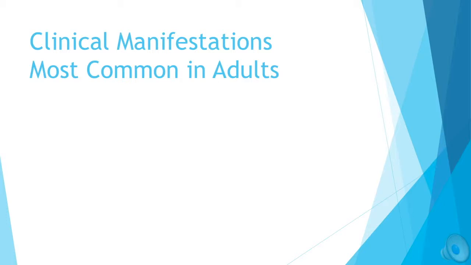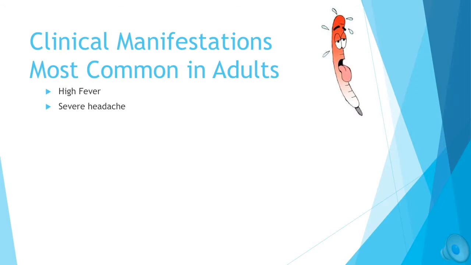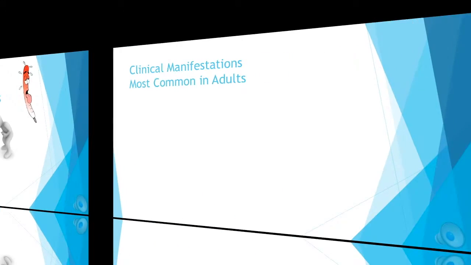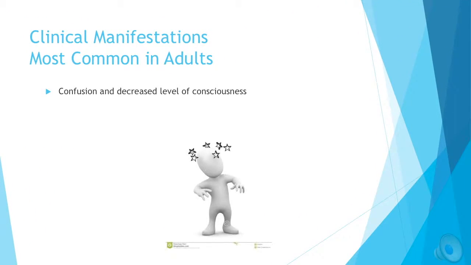The clinical manifestations of viral meningitis, most common in adults, are high fever, severe and persistent headache, nausea and vomiting, stiff neck, photophobia, which is an abnormal sensitivity to light, joint aches and pains, confusion and decreased level of consciousness, drowsiness, and seizures.